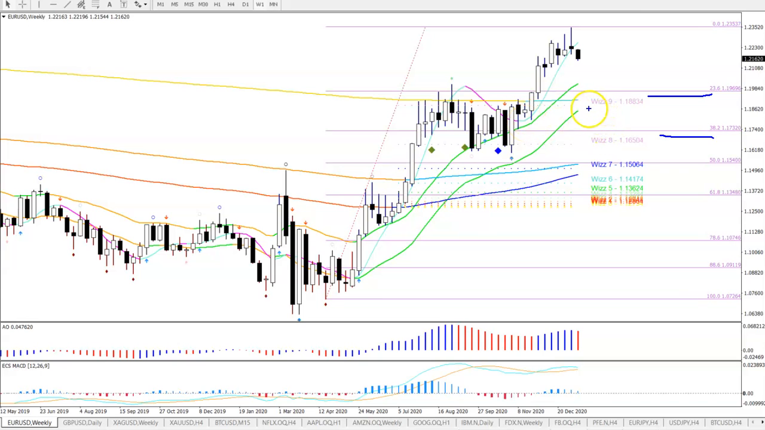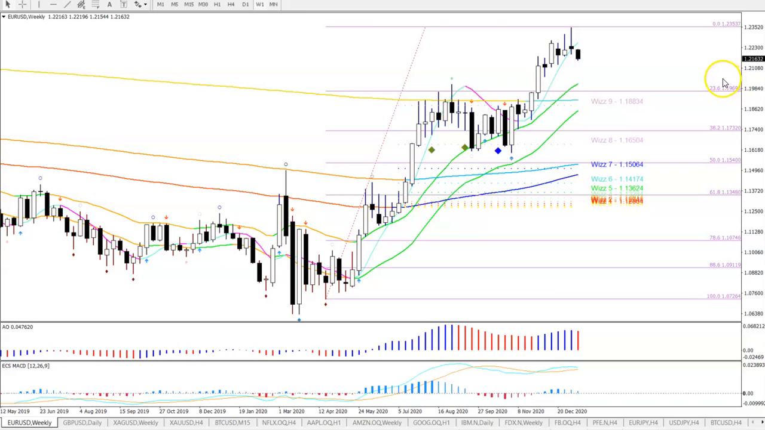We also have the moving averages there. So that's what I'm expecting at this moment, for price to get down to first the 23.6 fib, then maybe a correction, and maybe even a further down move to the 38, and then an uptrend continuation here later this year. All right.